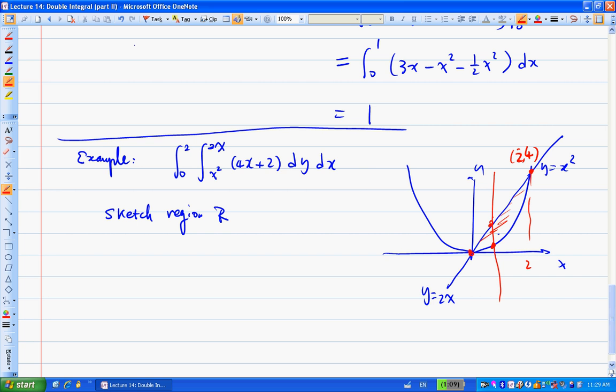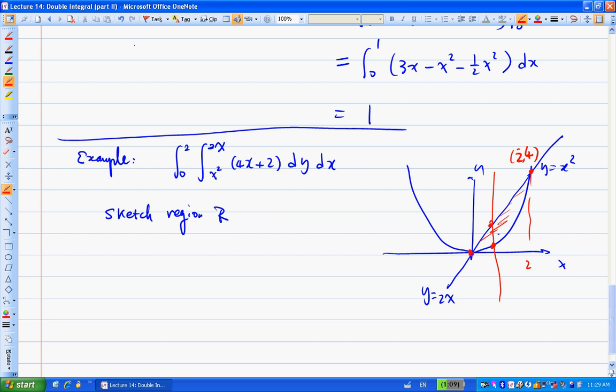The purpose of doing this is, in particular, maybe you don't want to do y first. You probably want to do x first. In that case, if you don't sketch this region R, it might be difficult to find the proper x min and x max.